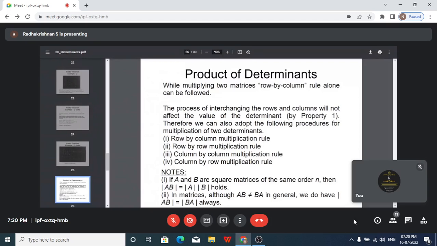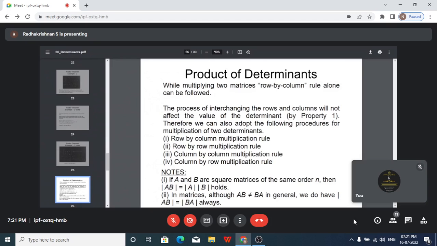we saw that a determinant doesn't change even when you transpose the matrix. So determinant of A equals determinant of A transpose. So we can use either the row by column method, row by row method, or column by column method. So we can use multiple methods here. Second, if there are two square matrices, then the determinant of AB equals determinant A into determinant B.